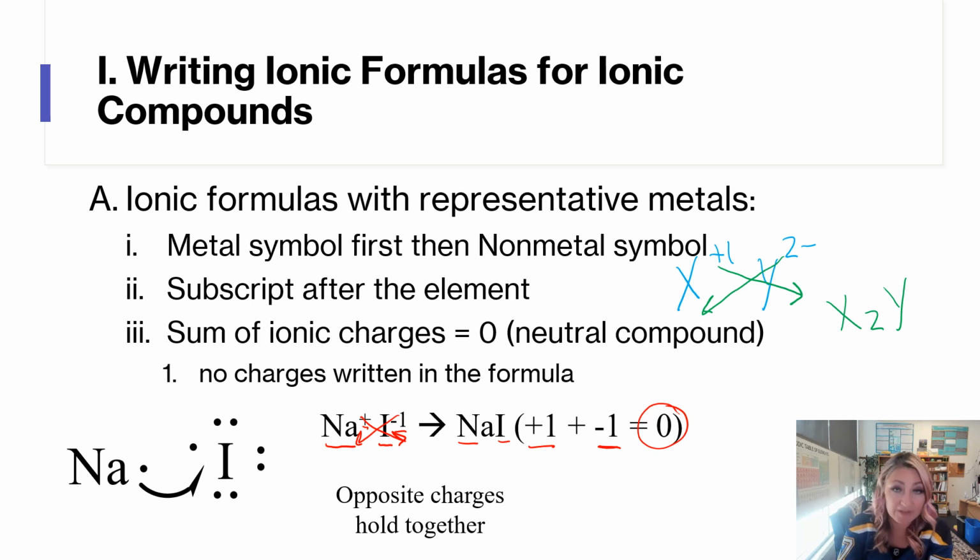We can also think about this in terms of the electrons. So sodium has 1 valence electron, iodine has 7. The metal transfers an electron to the non-metal. If we lose 1 negative charge, we have a +1 charge. If we gain 1 negative charge, or 1 electron, we have a -1 charge. So that's where those charges are coming from.